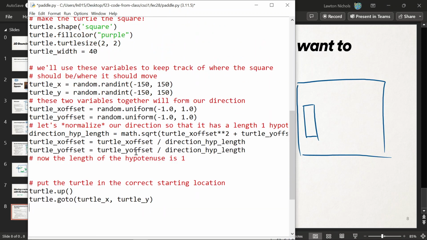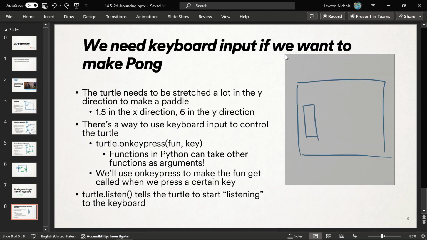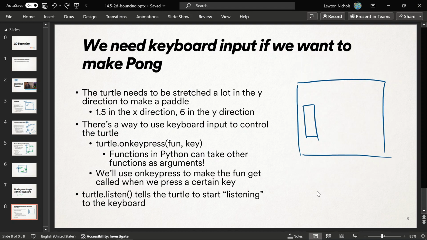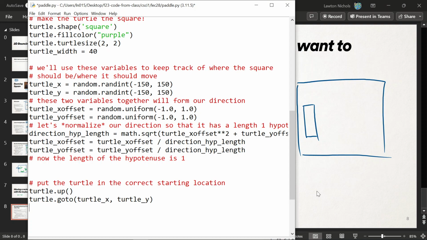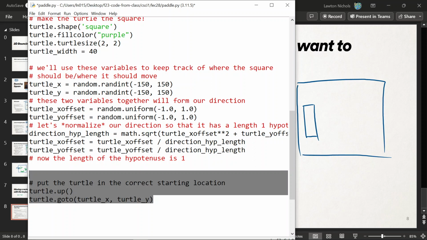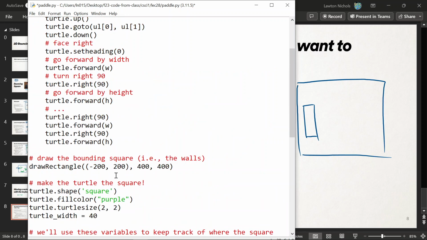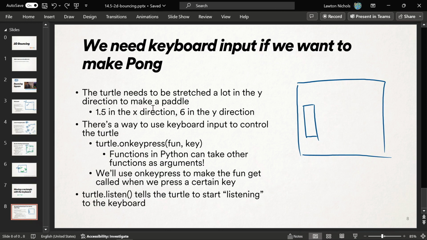We do kind of need an X and a Y, though. It's not the turtle anymore, it's the paddle. So we'll deal with that, but let's try and get this picture drawn. I guess I need that eventually, but let's keep a lot of this stuff. The shape is a square, the fill color is purple, and let's do this amount of stretching.